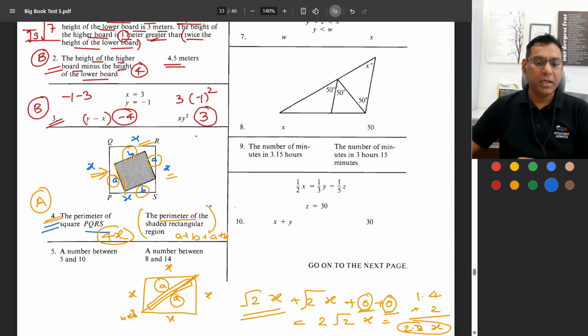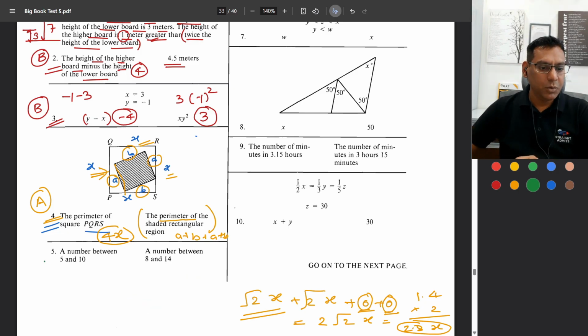If you couldn't think of that scenario, and you just went with this visual representation, I think that is what is intended in this question, and you will also get the answer as A. So that's fine.